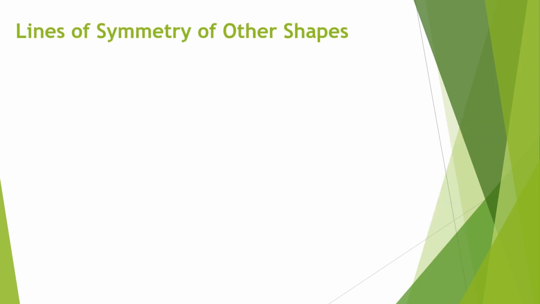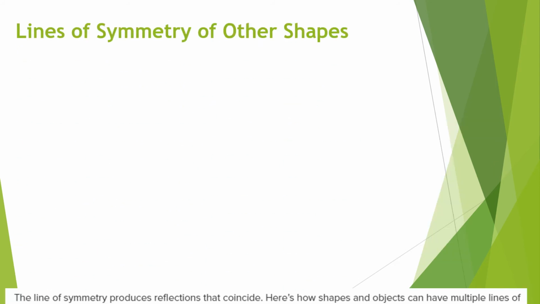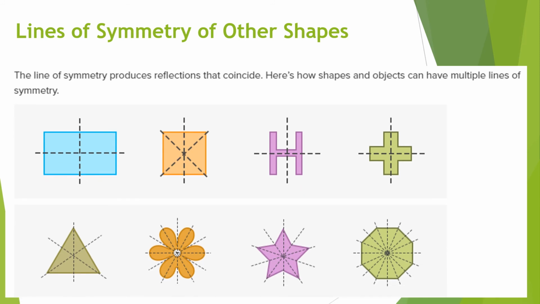Lines of symmetry of other shapes. The line of symmetry produces reflection that coincide. Here is how shapes and objects can have multiple lines of symmetry. So these lines of symmetry that have been shown, they are for practice to help you identify different lines of symmetry on different shapes.